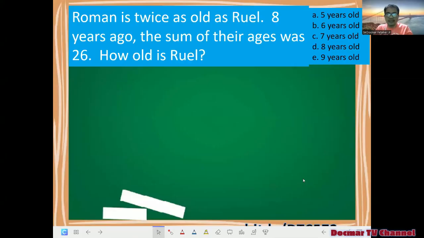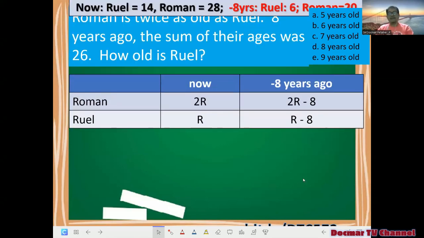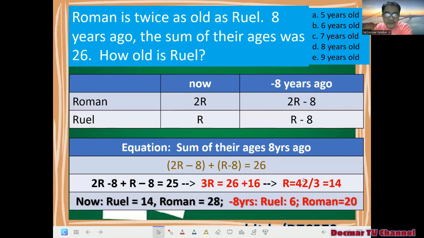Of course, here we have 8 years ago. No? So 2R minus 8, what is being asked there is the sum. So the sum of their ages was 26. So 2R minus 8 plus R minus 8 equals 26.